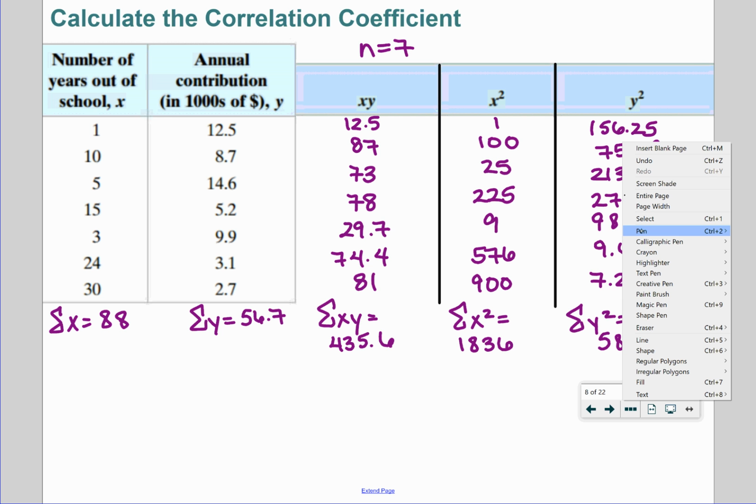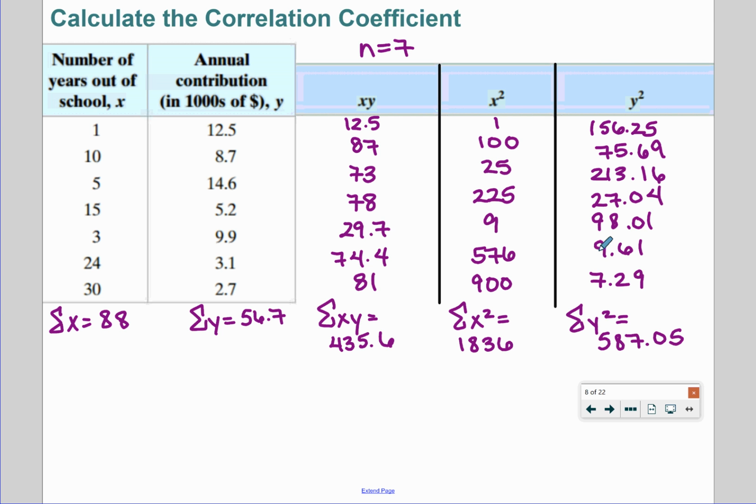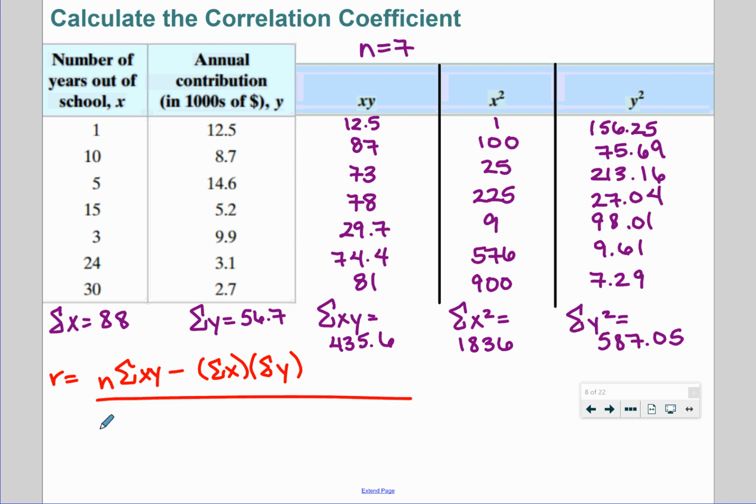All right, so I'm going to write this formula again at the bottom here, and then we're going to fill it in. So r equals n times the sum of xy minus the sum of x, sum of y. And then the denominator, we've got our two square roots. They look really similar. The first one's our x's, the second one's our y. So n sum of x squared minus quantity sum of x squared. N times the sum of y squared minus quantity sum of y squared.